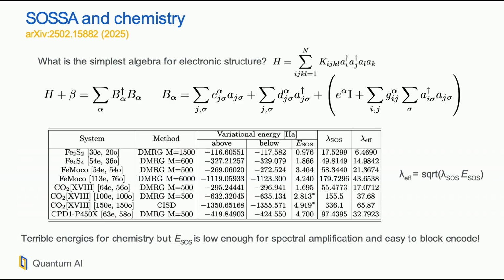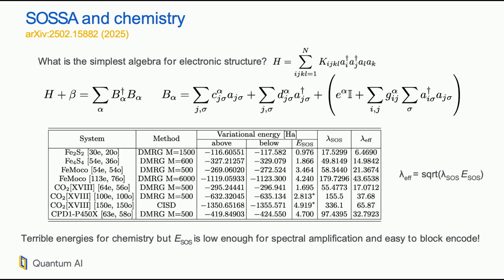And so those are actually quite large in the units of the problem. These are 1 Hartree, while the sort of accuracies that Birgitta was talking about in the previous talk are around 1e-3. And so we're pretty far from that. Namely, this sum of squares ansatz is quite bad for chemistry, but it's good enough for spectral amplification. Namely, the effective lambda that we get, which is that last column on the right-hand side, is lower than what you might expect by just generically block encoding and estimating the eigenvalues.